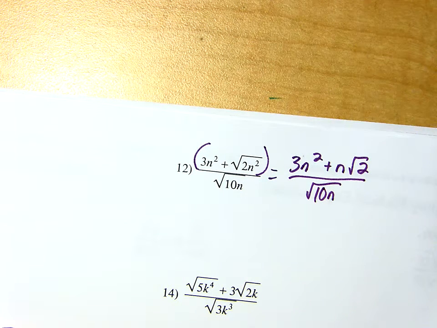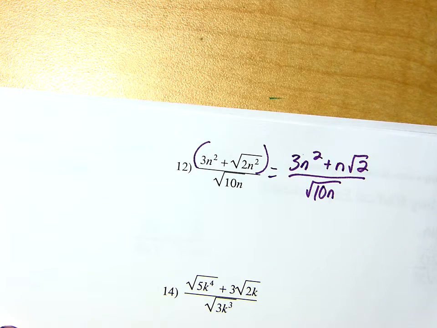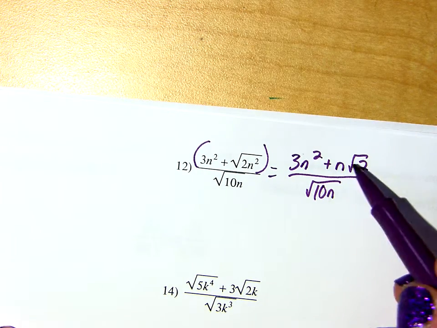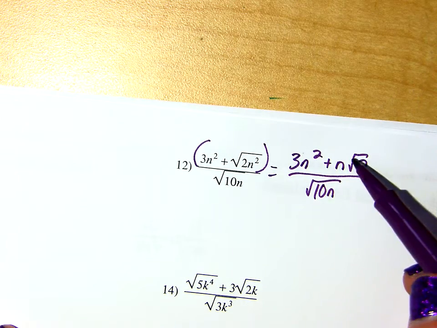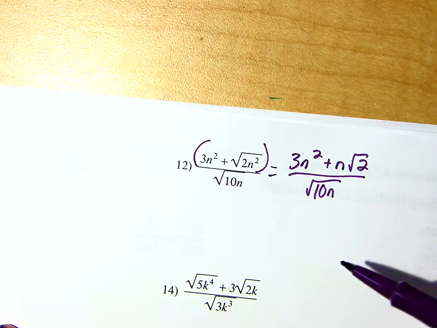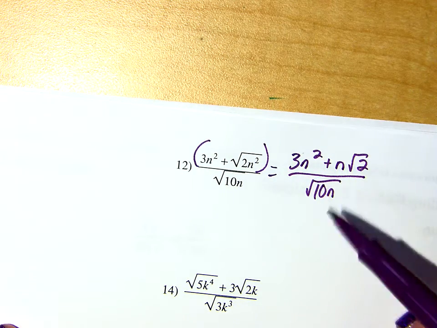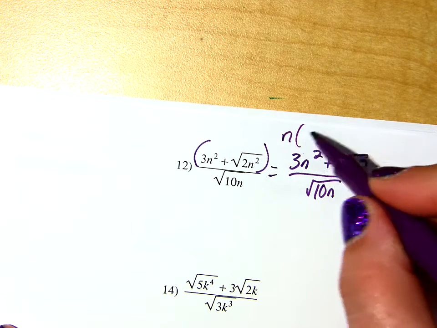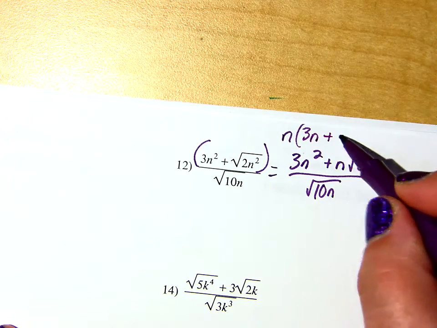Is that it? No. I still have a square root in the denominator that I have to deal with. Now, if you want to, you can factor an n out of the top. See how they both have n's? So now I could take an n out, and I'd have 3n plus the square root of 2.